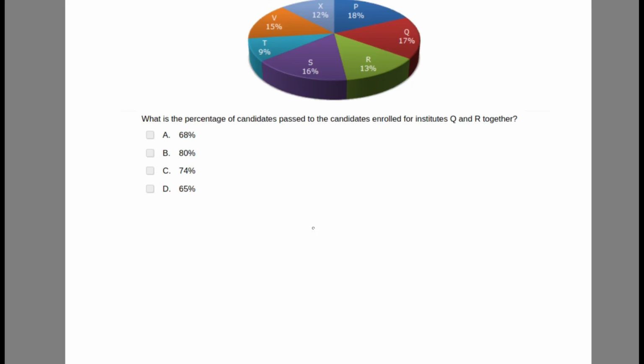Let's look at the next question. Okay, so this question is to find the percentage of candidates passed from Q plus R together, out of candidates enrolled for these institutions Q and R together. So let's just find for Q and R.